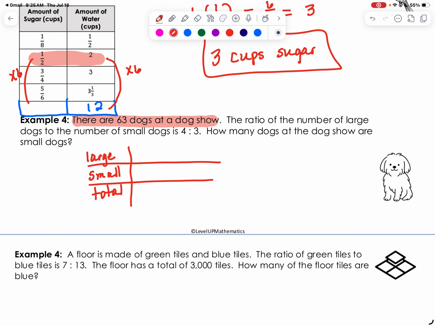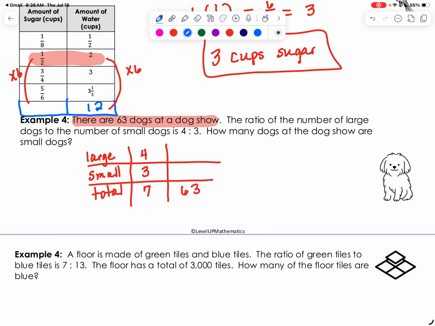And we know the ratio of the number of large dogs to small dogs was 4 to 3. So that total would be 7. Now, the question says, if there are 63 dogs at a dog show, then how many of the dogs are small dogs? So I want to put that 63 for the total.